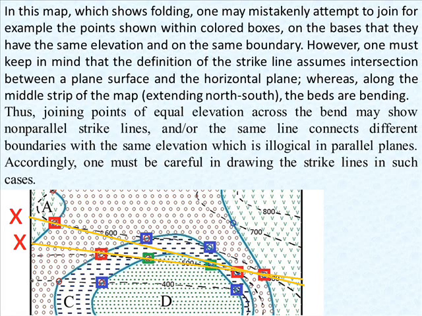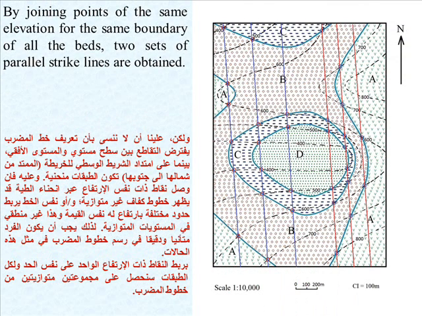However, one must keep in mind that the definition of the strike line assumes intersection between a plane surface and the horizontal plane, whereas along the middle strip of the map, the beds are bending. Thus, joining points of equal elevation across the bend may show non-parallel strike lines, and/or the same line connects different boundaries with the same elevation, which is illogical in parallel planes. Accordingly, one must be careful in drawing the strike lines in such cases. By joining points of the same elevation for the same boundary of all the beds, 2 sets of parallel strike lines are obtained.